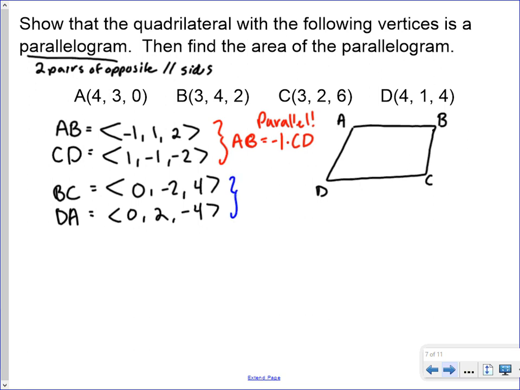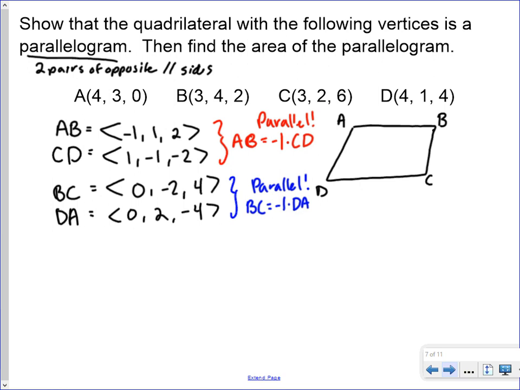When I compare these two, are they parallel? Yeah, by the same scalar of -1. So we can say something like BC is equal to -1 times DA. It could also be flip-flopped, okay? Wouldn't matter which order you wrote them. Have we proven that this is in fact a parallelogram? Yeah, so that's pretty easy, right?